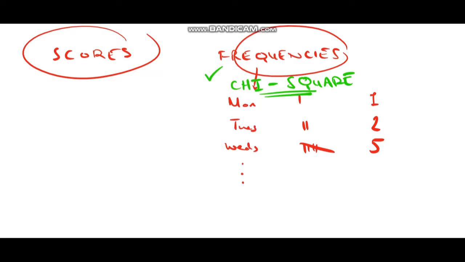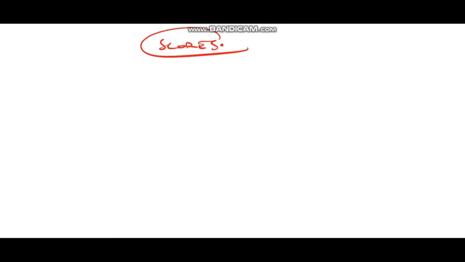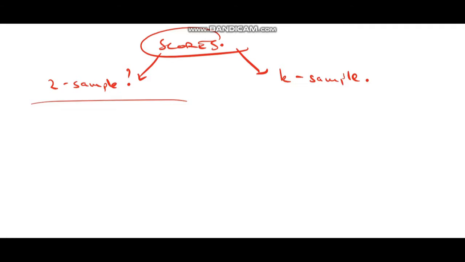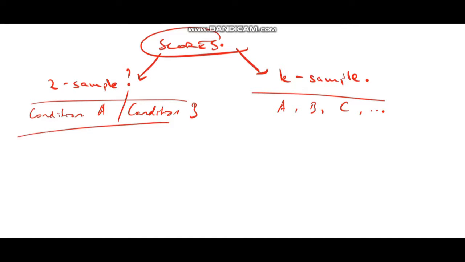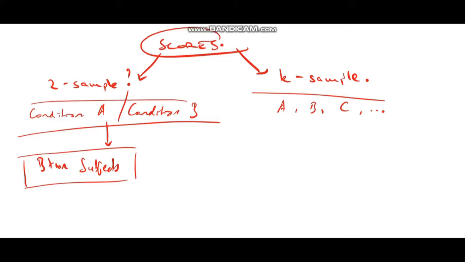Now, scores are a little bit more complicated than frequencies. You need to assess a couple of things. First of all, you need to assess whether you're looking at two-sample or k-sample. So in other words, are there two conditions of the independent variable, or are there more than two? So you might have A, B, C, and so on and so forth. Now, the next step after this is to look at your experimental design. Is it independent groups, so between subjects, or is it repeat measures within subjects? Each one warrants a different statistical test.